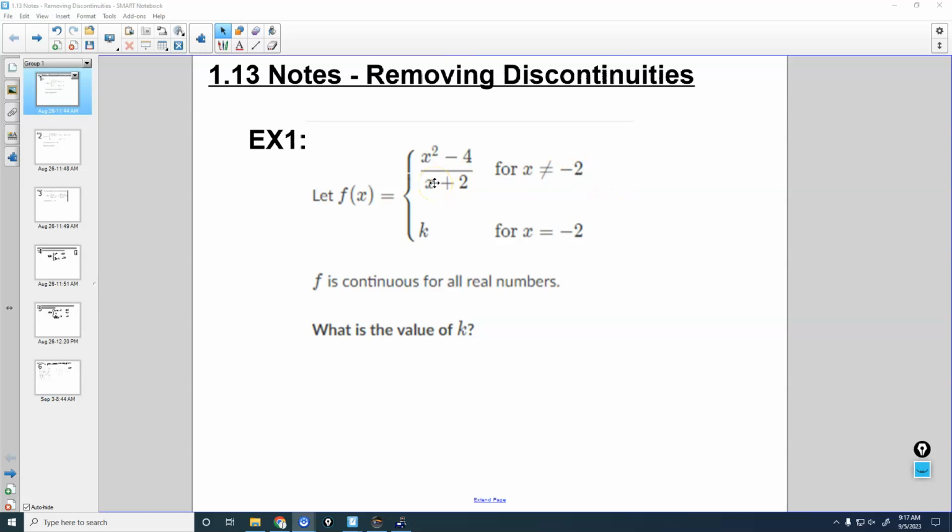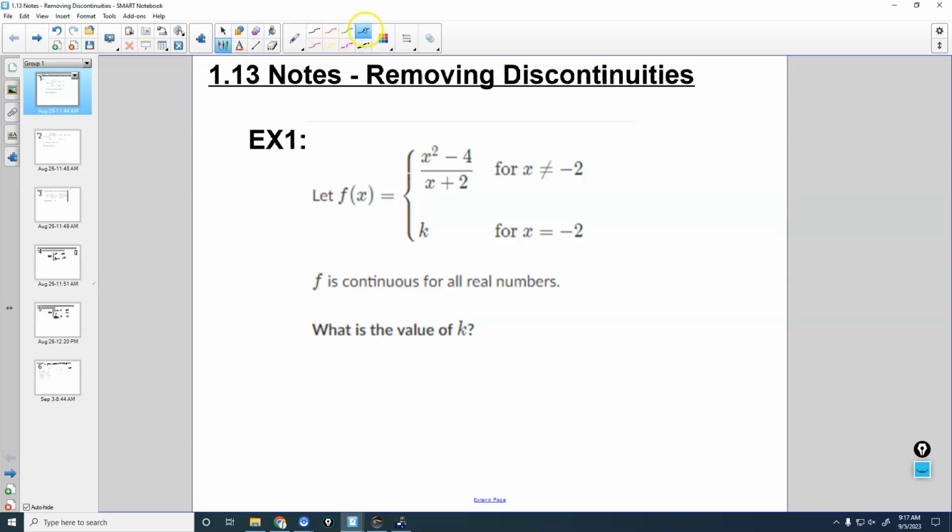So if we want to find the values that will make k fill in the hole in this graph, we just need to do the limit of this. And we're doing the limit from both directions because this is both sides. It's all the numbers less than -2 and all of the numbers greater than -2. It's everything except for -2, right?